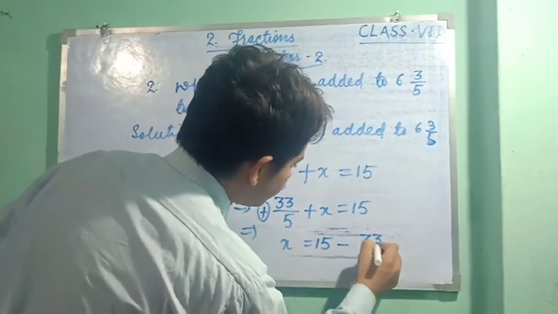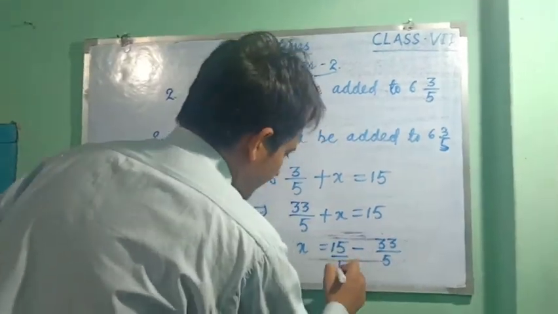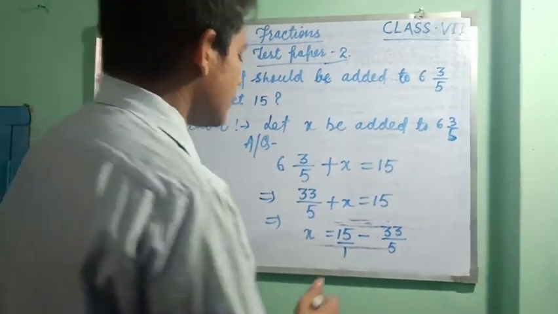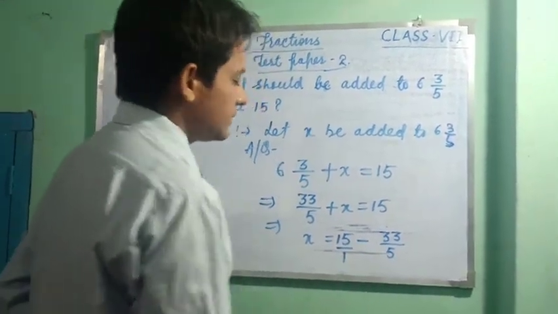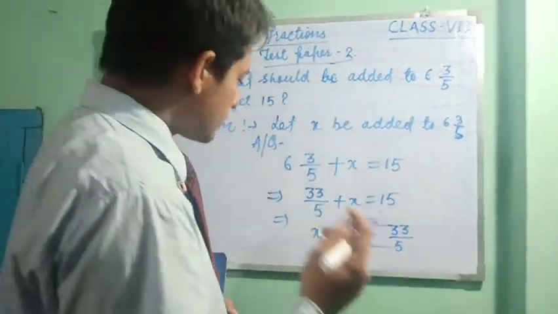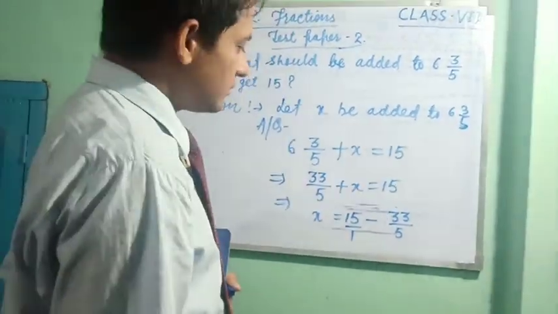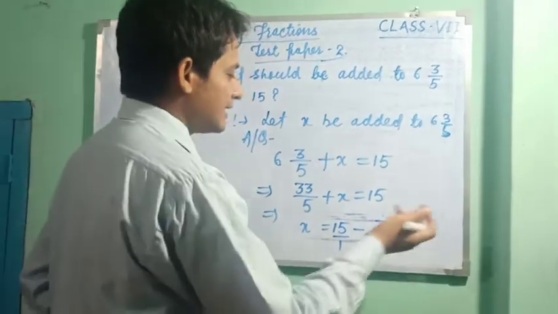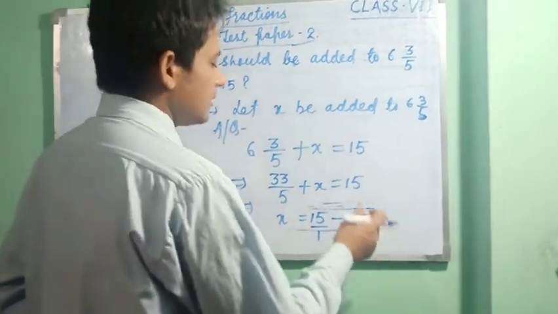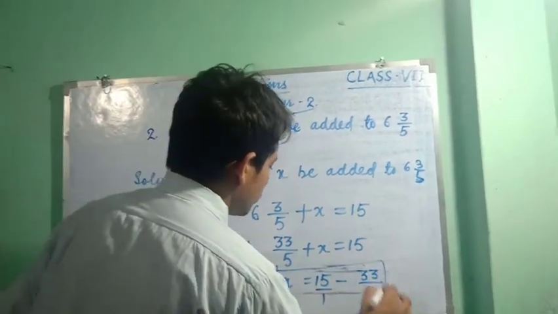And we can solve. Actually, you know how to solve this question. This is the subtraction of fractions. First of all, take the LCM of 1 and 5. Write the LCM and divide the LCM by 1. Whatever the quotient you get, multiply by 15. Write the minus sign. Then divide the LCM by 5, and whatever quotient you get, multiply by 33. Then solve and you will get the solution. You can do it.